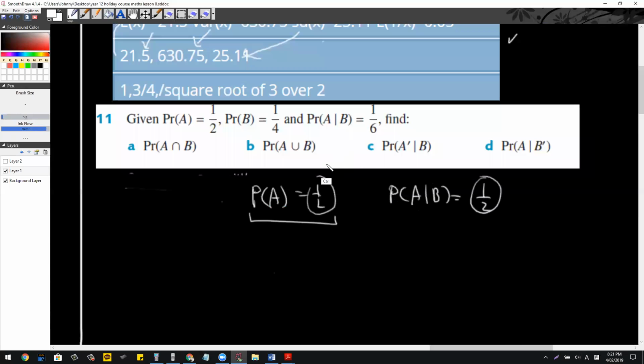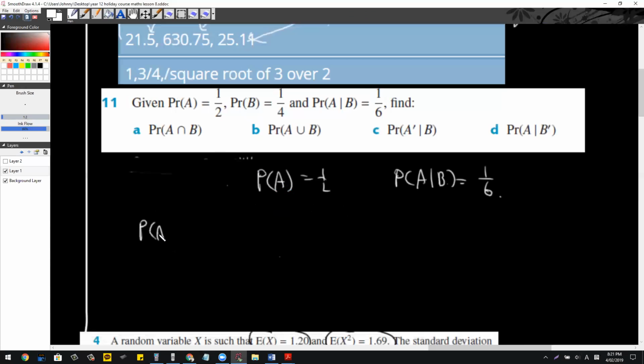So the fact that A given B is different from A is evidence that this is dependent probability. This is conditional probability. So these two events are not independent. They depend on each other.